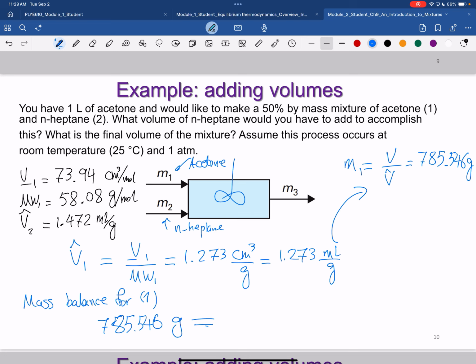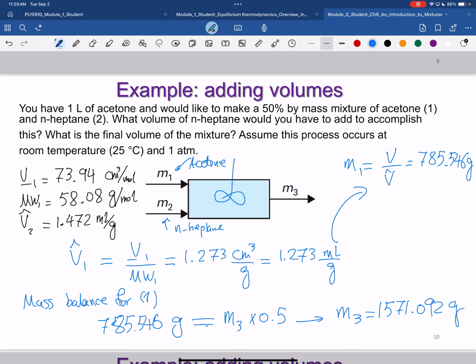M2 doesn't have any acetone in it, right? So there is no acetone over there. It's just N-heptane. Two different streams are coming. Then M3 is the total mass I have. So it's going to be M3 times 50%, so I can calculate M3, the total mass of the mixture that I have.